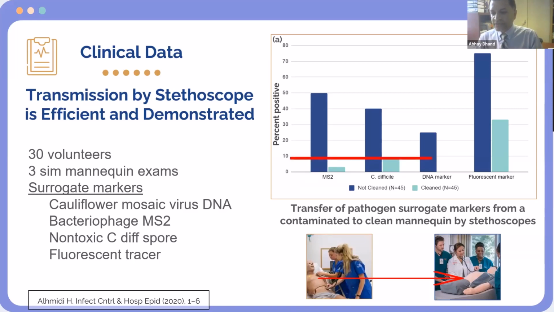And what you see in this study is that without cleaning, the risk of transmission in blue is extremely high. But even after cleaning, the risk goes down, but it is not negligible. So what this does prove is that a stethoscope does become a vector in which it can take certain organisms from one person or a healthcare environment to another patient. Next slide, please.